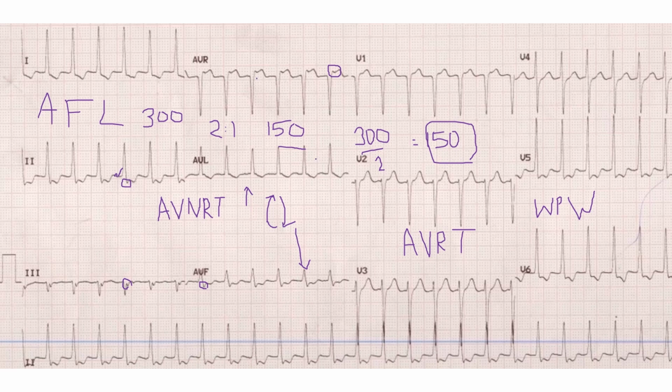There is another aspect to be thought of when the ventricular rate is exactly 150 per minute. That is atrial flutter with 300 atrial rate and 2:1 AV conduction.